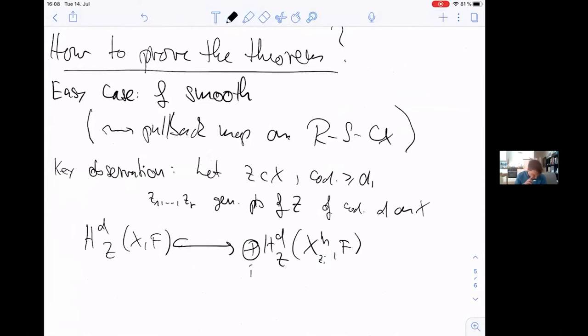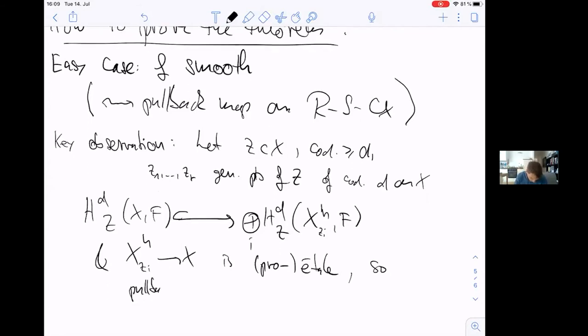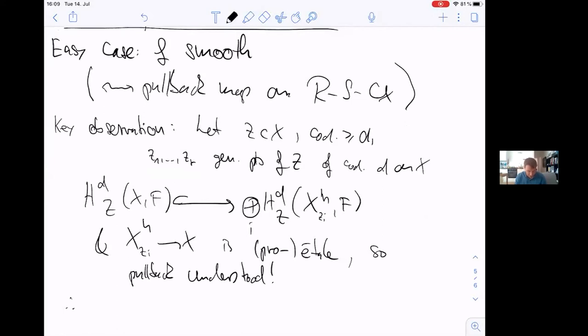And the other point is that this map from the henselization to X is basically pro-étale. So up to some pretending, it's étale. So in particular, it's basically one of these smooth maps which we understand. So pullback is understood. Okay, so what this means is that whenever I have to pull back along some arbitrary map, I can at least shrink the target to some étale neighborhood of certain points. And this hopefully will allow me to make it simpler. So what I want to say, or how I want to summarize this, is that this problem is local in some specific sense.